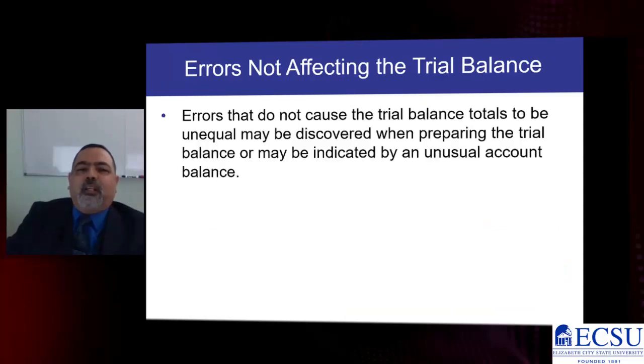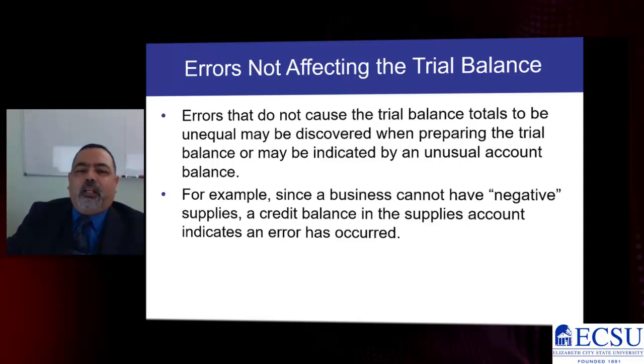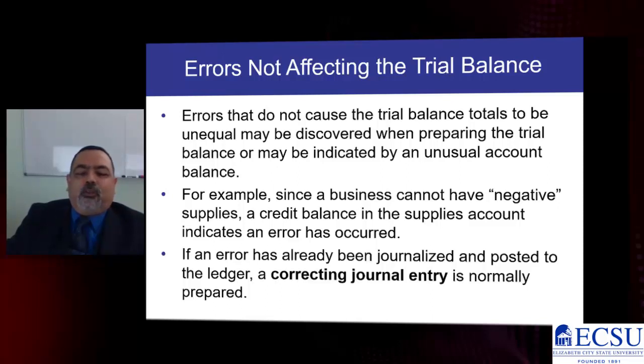As I said to you, there are some errors which affect the trial balance totals while preparing a trial balance, shown by, let's say, an unusual kind of account balance. For example, since a business cannot have negative supplies, a credit balance in the supplies account indicates that an error has occurred. So that's another way of finding out as well. So you go back to the concept known as the normal balance we discussed in the previous chapter. So what we'll do is we will check whether all the accounts are having a normal balance or not. If they are not, then there is some problem somewhere.